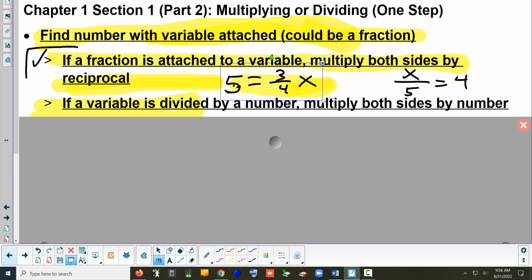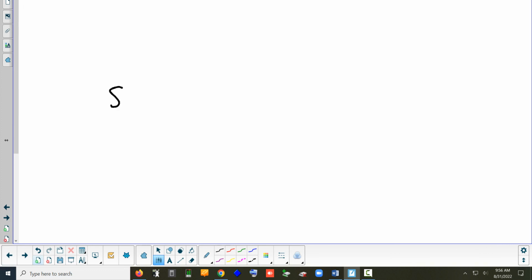So these two rules are going to cover the first half of everything we do. Those are the times when you multiply both sides by a number. What's the other operation that I said we were going to look at today? Besides multiplying? Yep, dividing. A dividing problem would be when you have something like this.